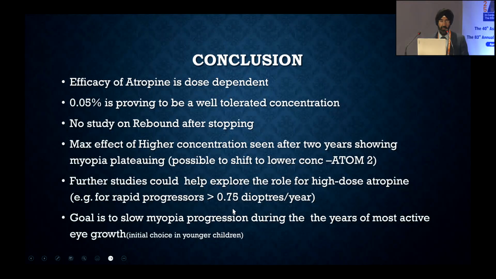What is our goal? Our goal is basically to slow myopia progression during the years of most active eye growth. So it could be the initial choice in young children, when you know that they are the ones who are going to progress fast, where you could have much more axial length progression.